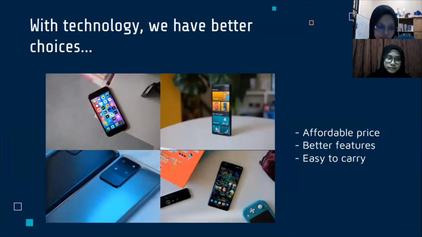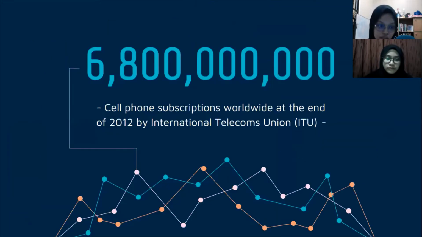As technology has developed, we have better choices of phones. In this term, I would like to use phones as an example for communication. They come with affordable prices, better features, and it's easy for us to carry since they're smaller. And they don't have a 30-inch height. According to statistics by the ITU, the International Telecommunication Union, there were around 6.8 billion cell phone subscriptions worldwide at the end of 2012. So it means there were 6.8 billion people using phones at the end of 2012.